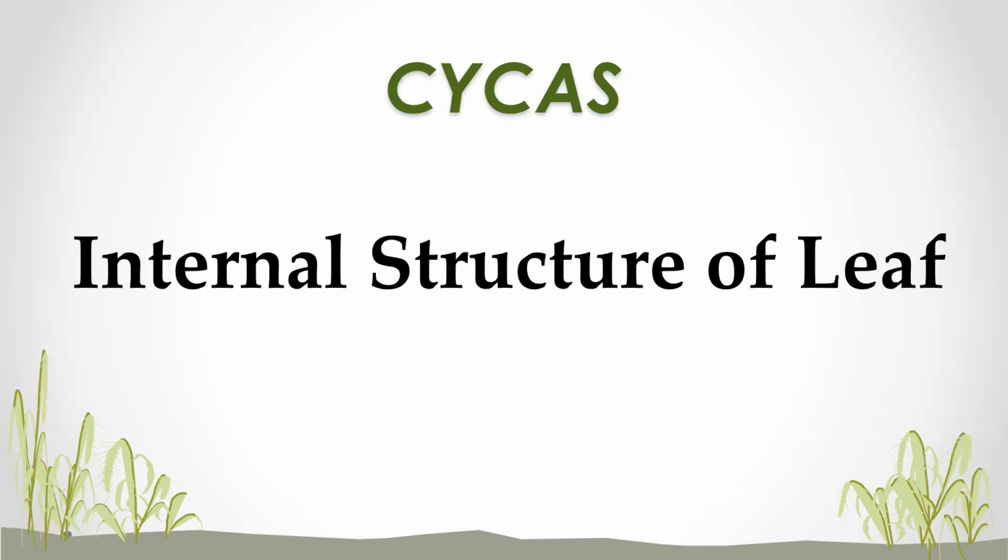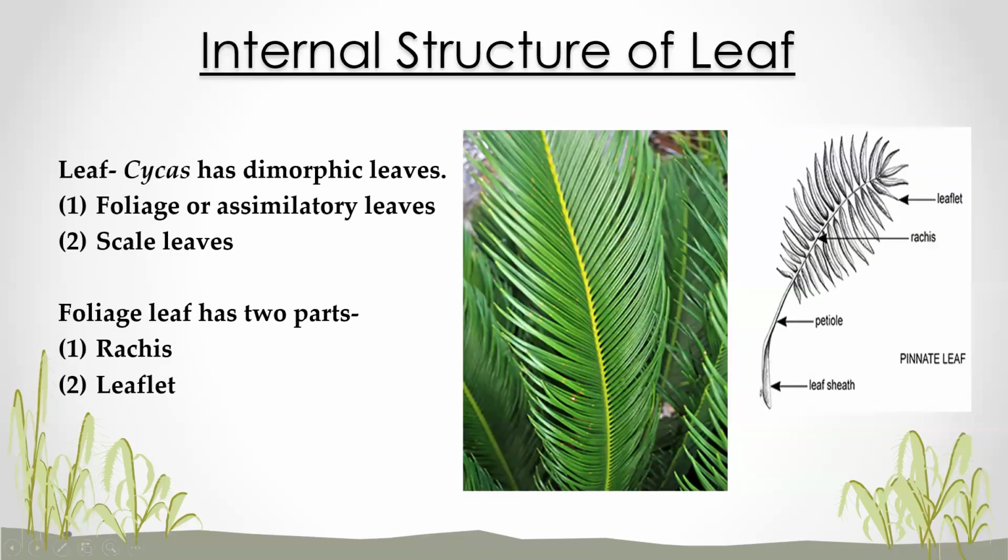Internal structure of leaf in cycas. As we have discussed, cycas exhibit dimorphic leaves, which are foliage or assimilatory leaves and scale leaves. The foliage leaf has a pinnately compound arrangement where leaflets are arranged over the edges on the adaxial side in an opposite arrangement. Foliage leaf has two parts, a rachis, a central axis over which leaflets are present.